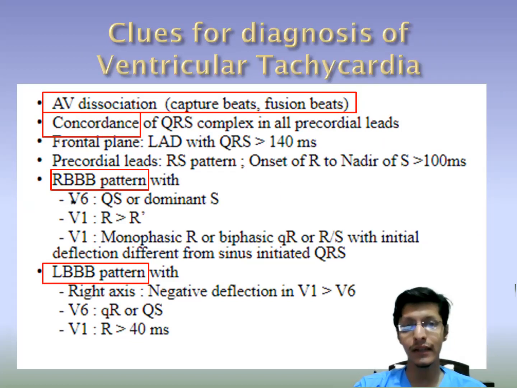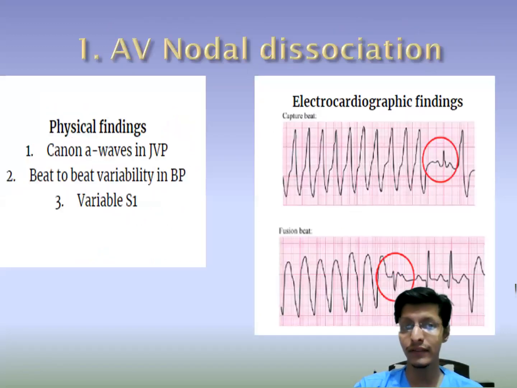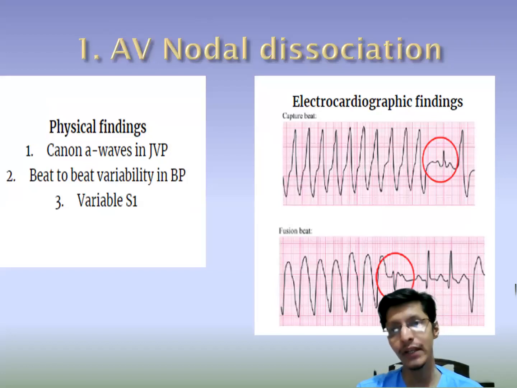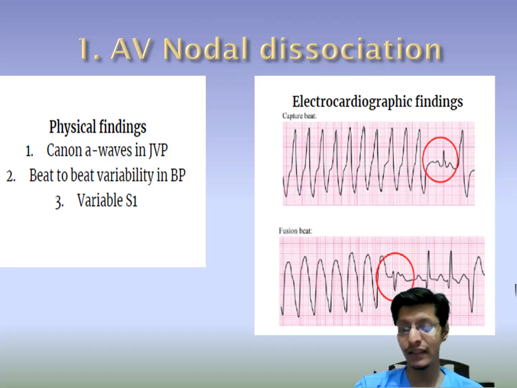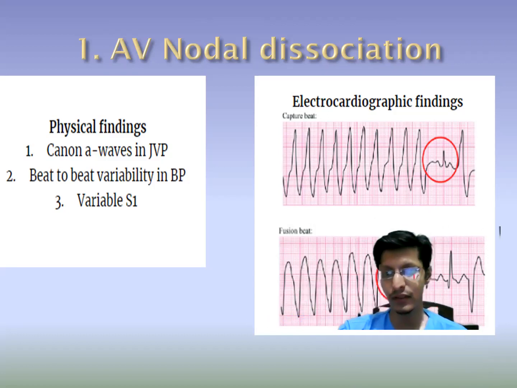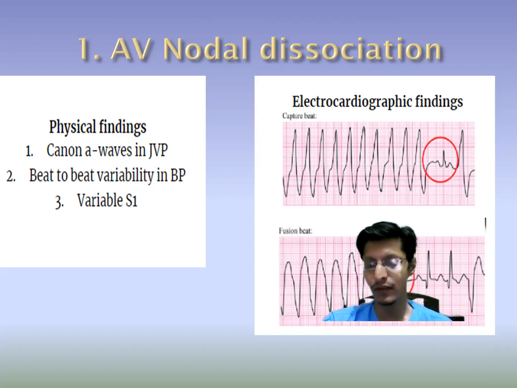Then I discussed that there are other features of AV nodal dissociation. What are these? On JVP, you will see a cannon A wave, you will see beat to beat variability and a variable S1. Again, you can see in this ECG, let's focus on the first ECG, the upper ECG. We have all broad QRS complexes, and then you can see a narrow QRS complex. There's a P wave with a premature ventricular complex, and again a P wave. So there's a fusion somewhere, there's a capture.